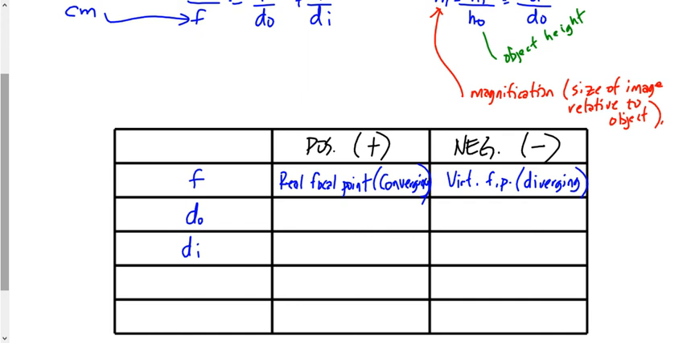When is DO positive? Well, when you have a real object. And it's negative when you have a virtual object. The good news is for you guys in Physics 30, the object will always be real. And it will never be virtual. Now, it is possible to get a virtual object. It just won't happen to you guys in Physics 30.